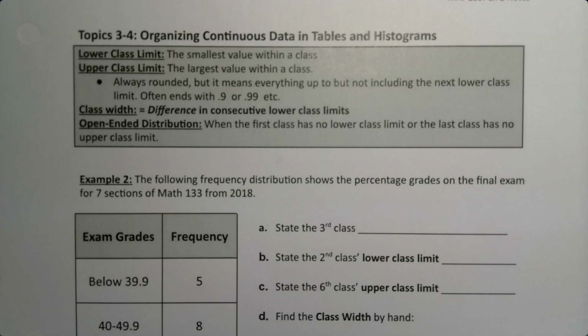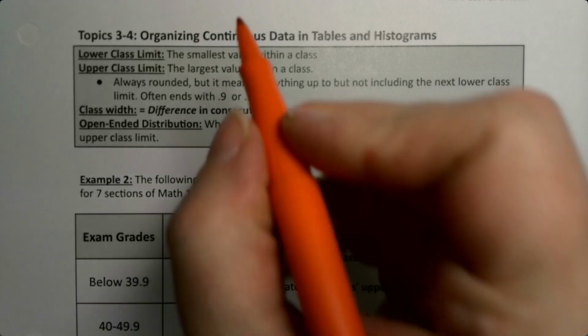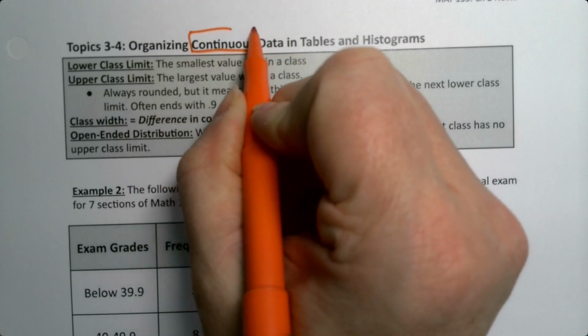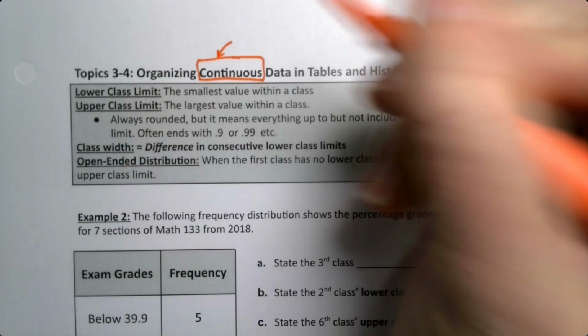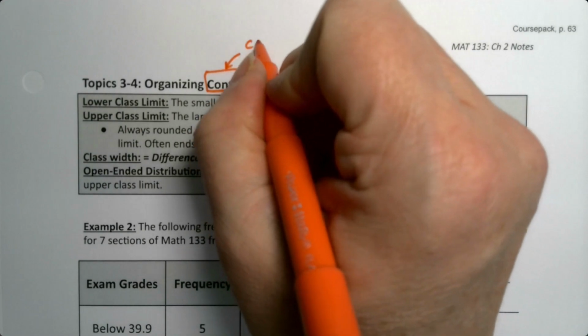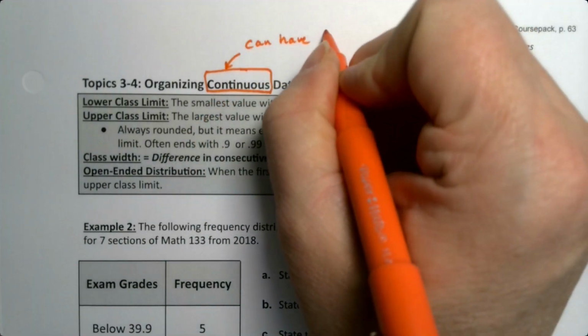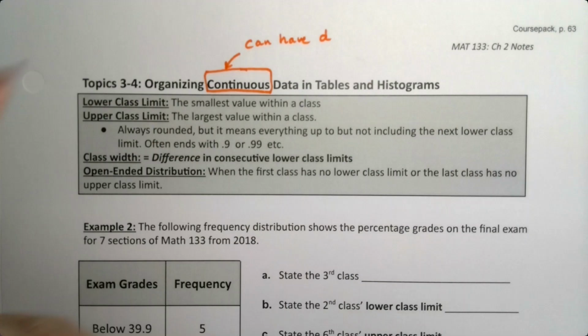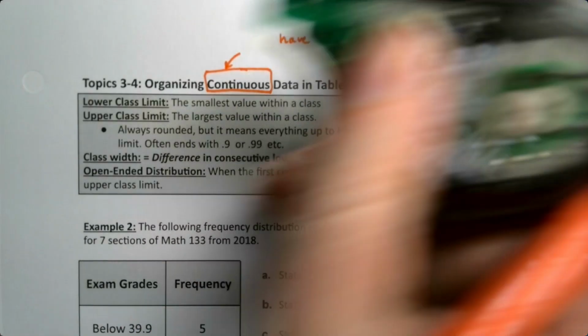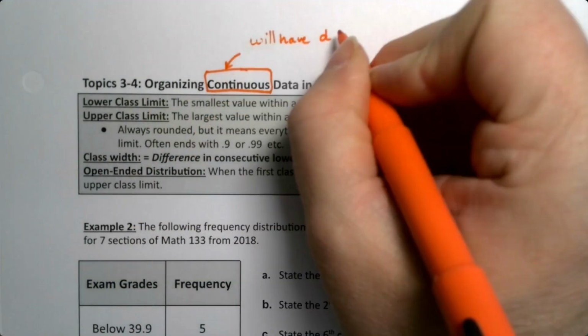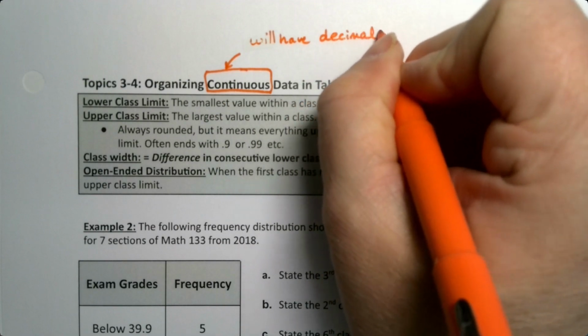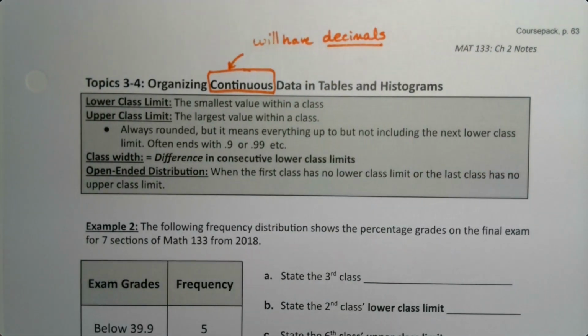In this video, I'm going to go over example 2, where I'm covering topics 3 and 4. We're going to organize continuous data into tables and histograms. Now, continuous data, if you recall, is the data that can have decimals. Not can, it will have decimals. But we also use these same techniques even with discrete data.